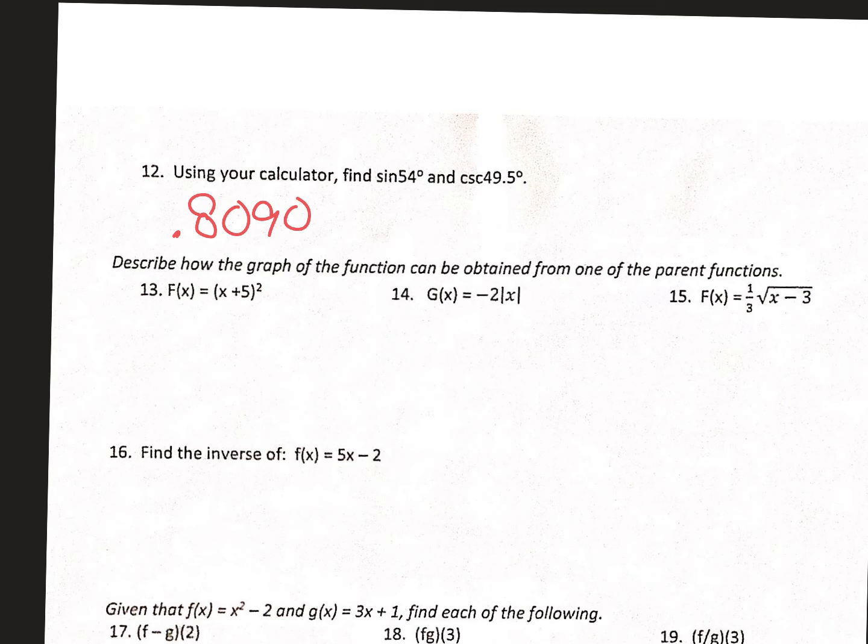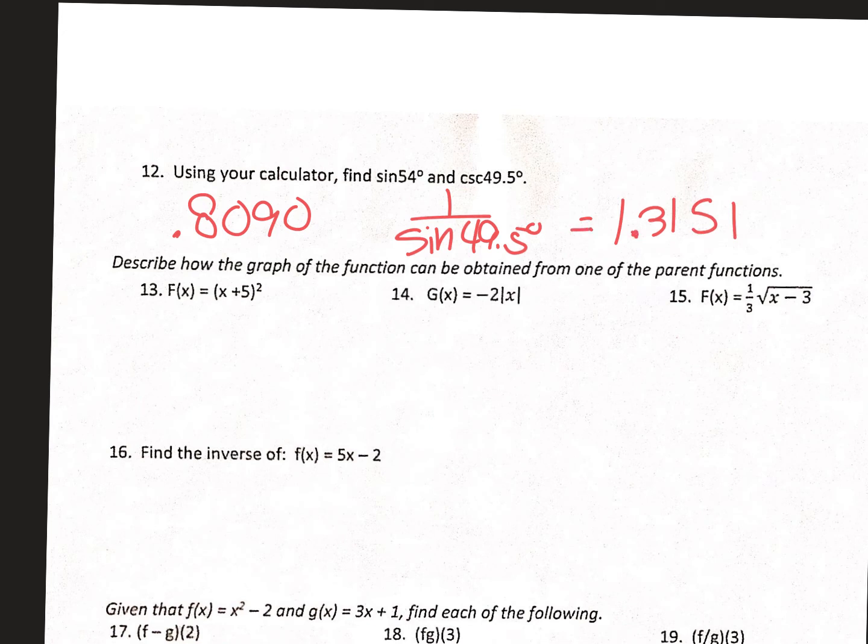So I'm going to punch it in this way. I'm punching in 1 over sine 49.5 because it's reciprocal. So I'm doing 1 divided by sine 49.5. Be patient with me. You could be punching this in as well. And I'm getting 1.3151 when I punch that in to 4 decimal places.